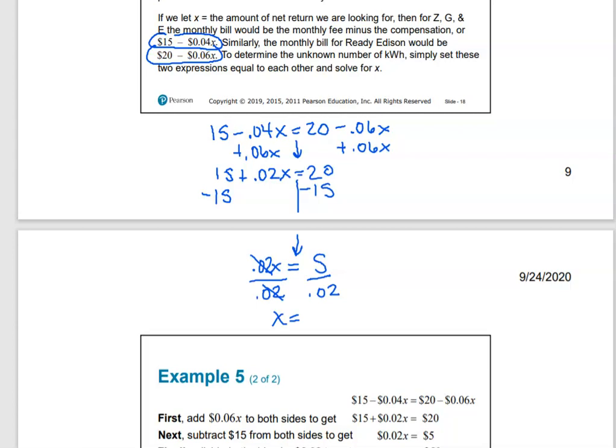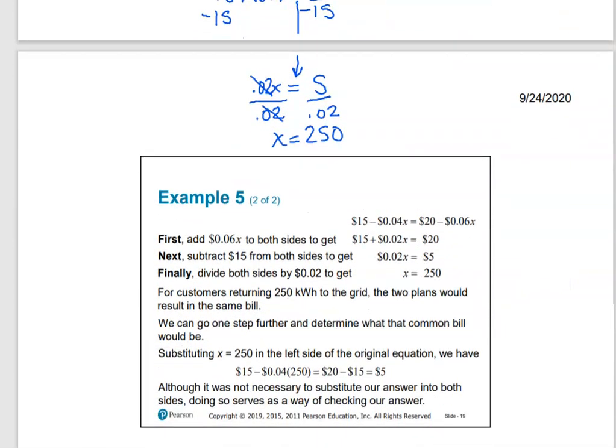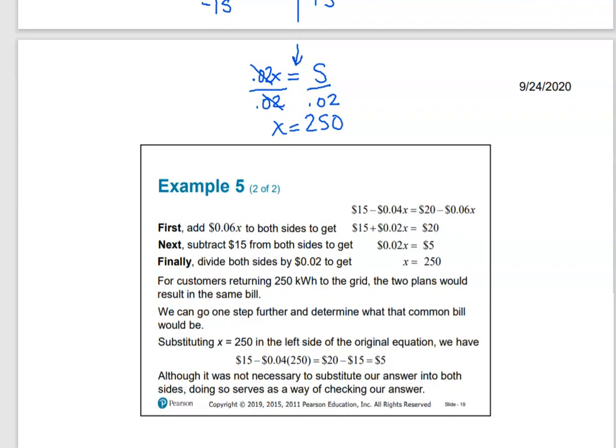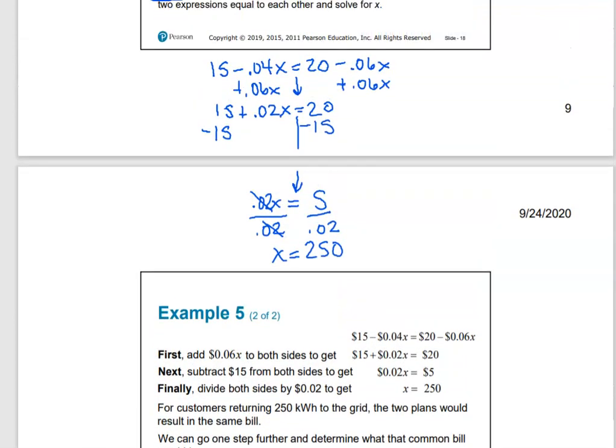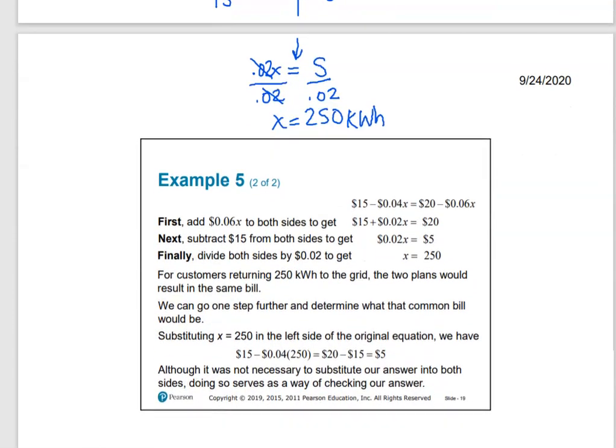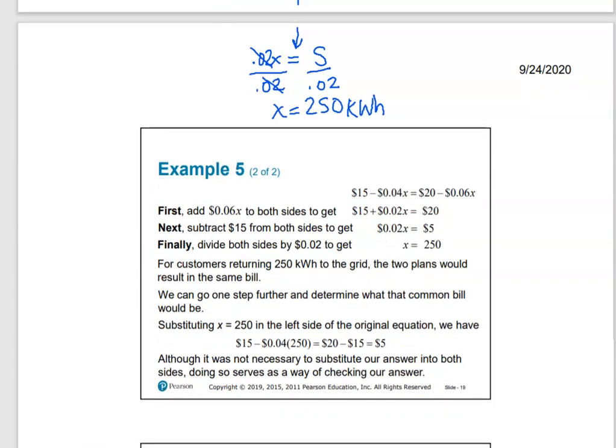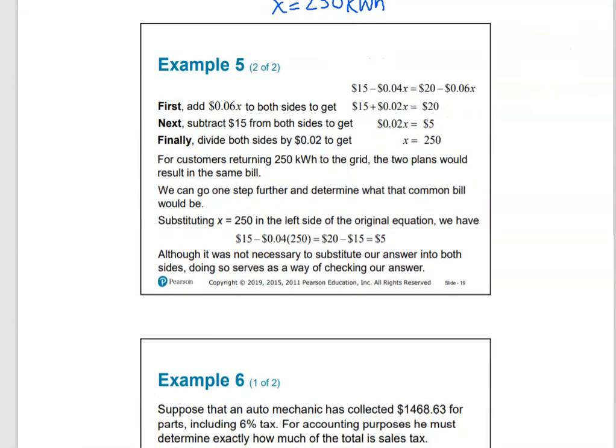Okay, and 5 divided by 0.02 is 250. Okay, now 250 what? So remember that we were talking about kilowatt hours on the grid. So this is at 250 kilowatt hours. That's whenever both companies would end up paying the same thing to their customer. So it wouldn't matter which electric company you went with. At 250 kilowatt hours, you would get the same for both companies.